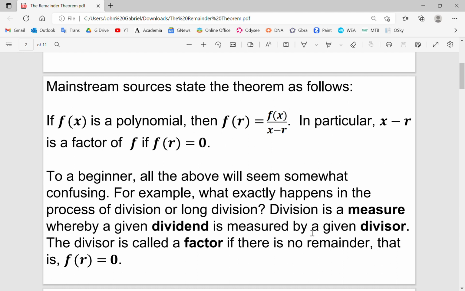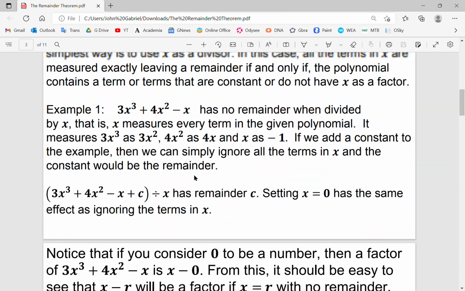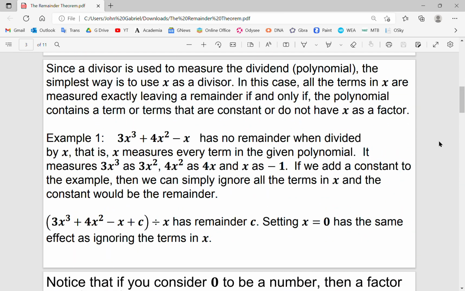So what exactly is happening in the process of division or long division, and what does division mean? Division is a measure whereby a given dividend is measured by a given divisor. The divisor is called a factor if there is no remainder, that is, if f of r is equal to 0. Since the divisor is used to measure the dividend, the simplest way is to use x as a divisor. In this case, all the terms in x are measured exactly, leaving a remainder if and only if the polynomial contains a term or terms that are constant or do not have x as a factor.